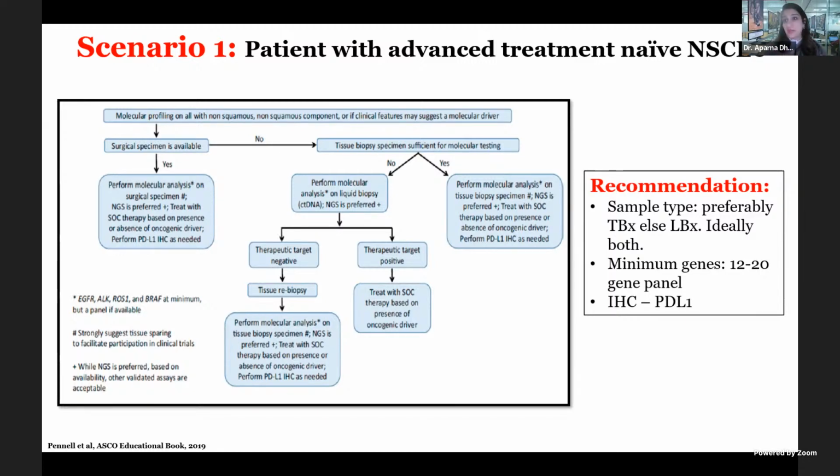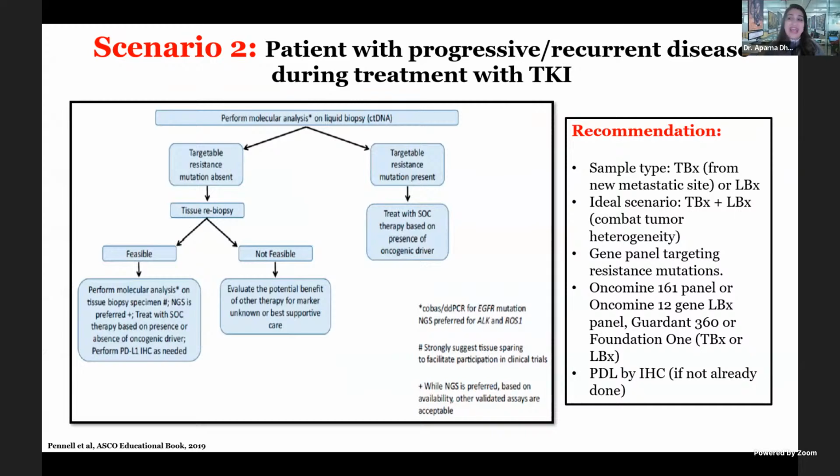If both are negative, then chemotherapy. But there is a possibility if one sample type misses, the other one picks it up. It's option one in treatment naive. Now on progression, at this particular point, or in a case of recurrence, what we would like to do is take a tissue sample from the new metastatic site.